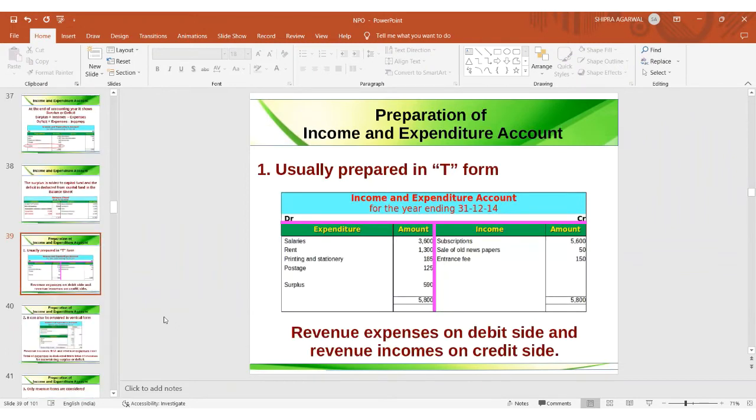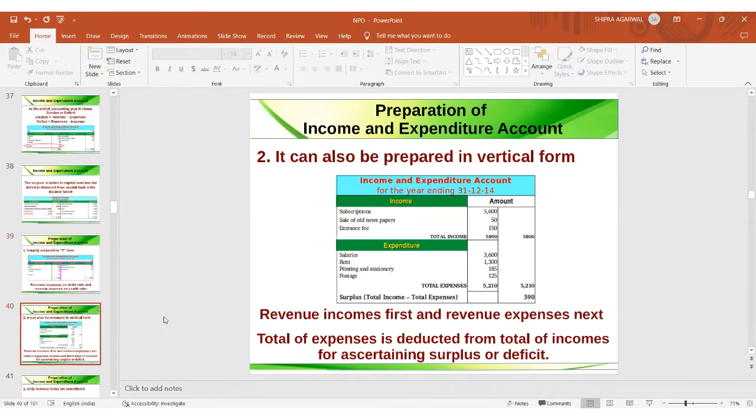Now, when we are talking about the preparation of your income and expenditure account, it can be prepared in what is known as the T form, right? In this T form, as I've already explained, the debit side is the expenditure and the credit side is the income, right? So all the revenue expenses on the debit side and all the revenue incomes on the credit side. It can further be prepared in the form of a statement, like you can see in the slide. This is known as the vertical format, right?